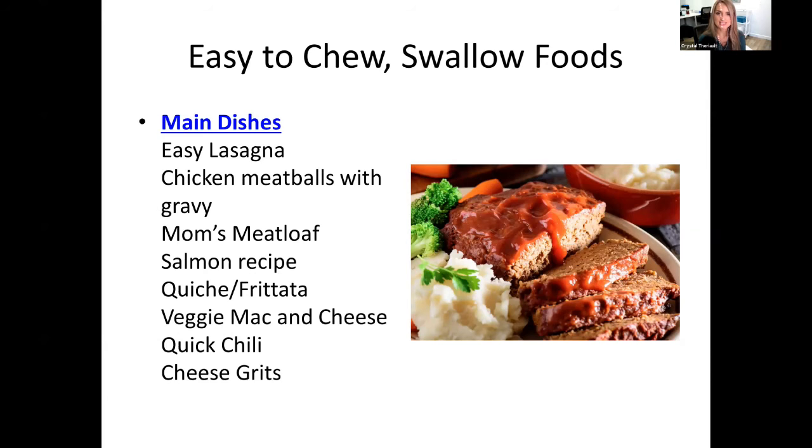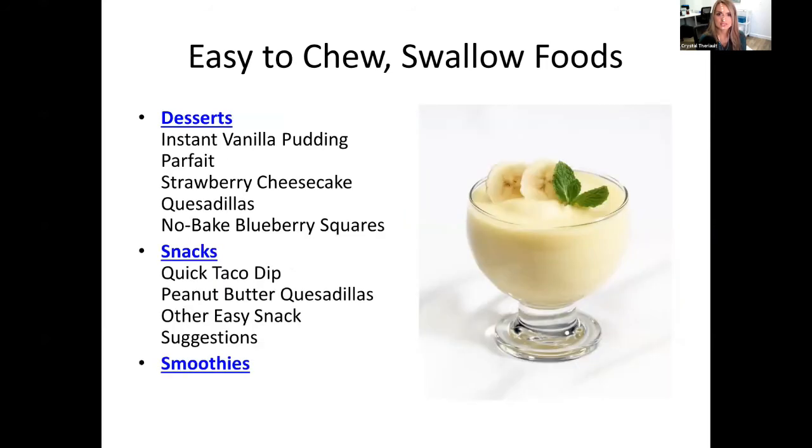Main dishes might be an easy lasagna or chicken meatballs with gravy. Gravies and sauces are good just for the higher calories. Also salmon, quiche, veggie mac and cheese to add in some veggies, cheese grits, and chili. Desserts are pudding and parfaits. Those are just some snack ideas. Again, just high-calorie, softer foods. Smoothies are a good option where you can pack in a lot of nutrition, and they're generally easier to eat.